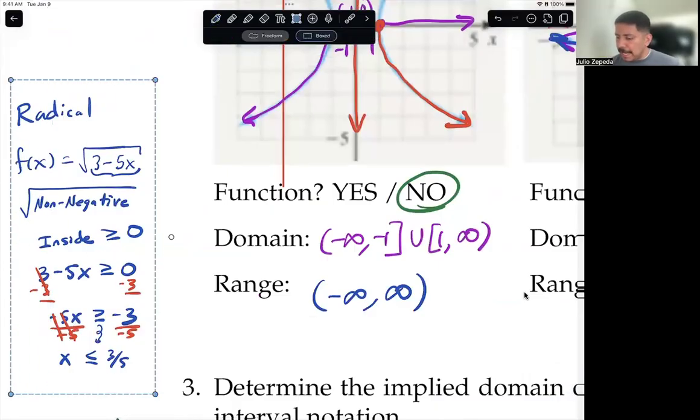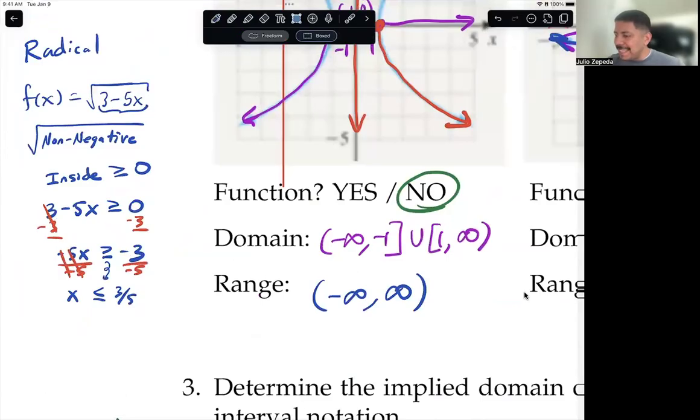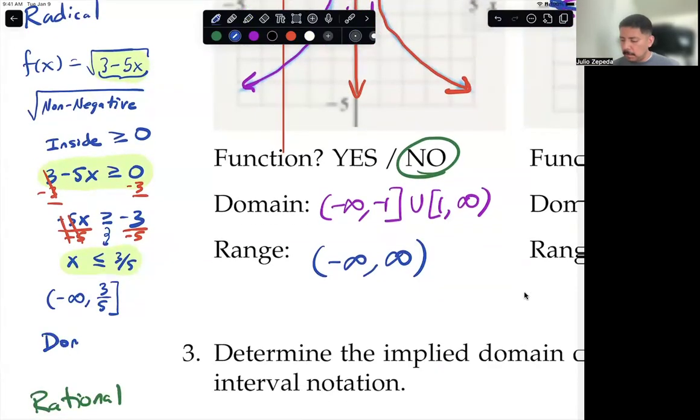Okay, so in order for that inside expression to not be negative, to be greater than or equal to 0, we must have that x is less than or equal to 3/5. And so in interval notation, that is going to be to the left of 3/5. So that is going to be negative infinity all the way up to 3/5, including 3/5 because we have that or equal to symbol there. Okay, so this is the domain of this radical function.